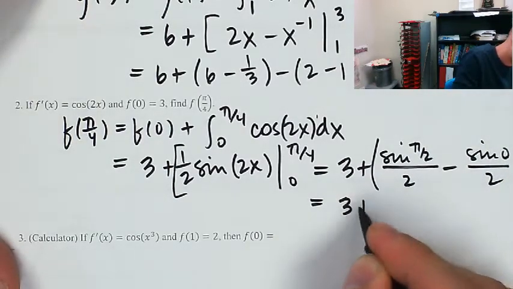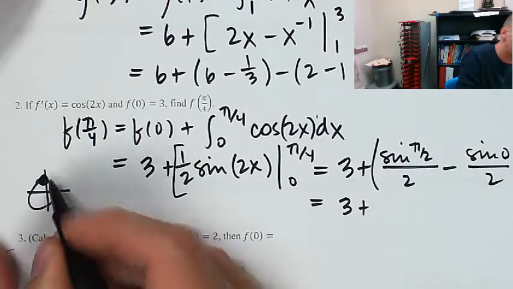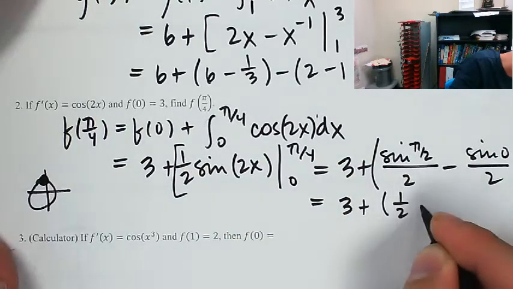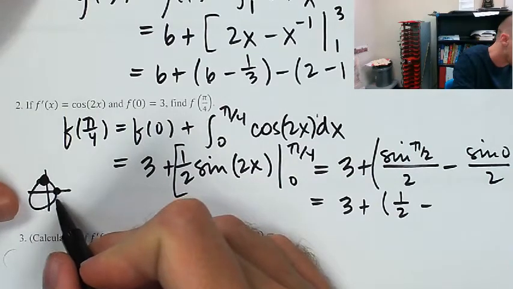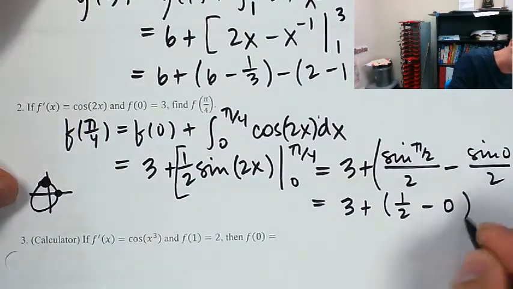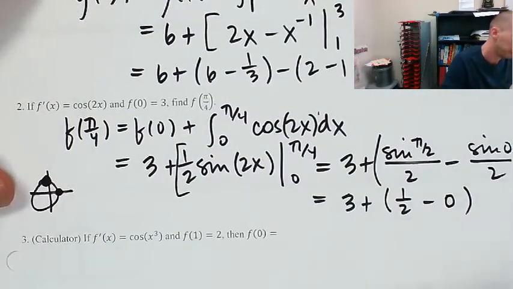And that's 3 plus, okay, I'll go over here. Pi over 2 is up here, where the y-coordinate is 1, so sine is 1. Over here is where theta is 0, and sine of 0 is going to be the y-coordinate, which is 0. So 1/2 minus 0 over 2 is going to be 0. And that's going to be 3.5.